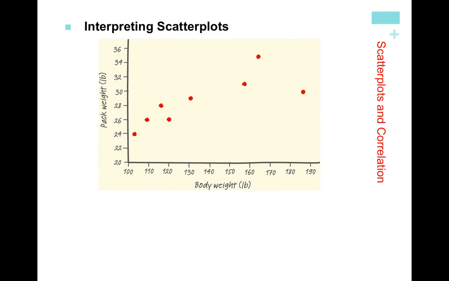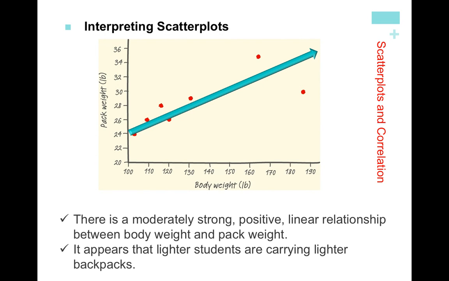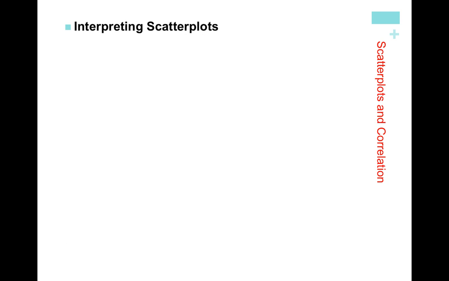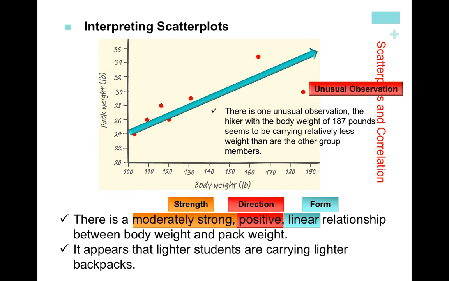So here's an example again, same one. We've got body weights and backpack weight. So if we want to describe our distribution here, we definitely have a positive direction. As body weight is increasing, backpack weight is also tending to increase. And it is a linear relationship. In terms of potential unusual observations, maybe as the individuals got heavier, you had some that didn't fit the general trend as well. So kind of this person here that was 187 pounds had a lower backpack weight relative to what we would expect.